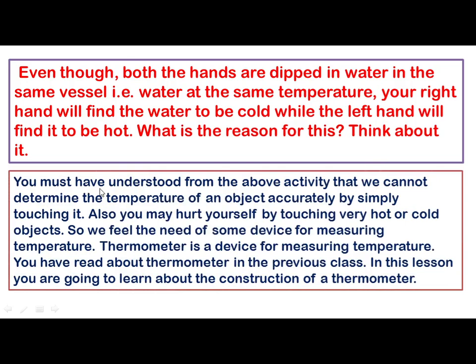You must have understood from the above activity that we cannot determine the temperature of an object accurately by simply touching it. Also, you may hurt yourself by touching very hot or cold objects. So, we feel the need of some device for measuring temperature. Thermometer is a device for measuring temperature. We have read about a thermometer in previous class. In this lesson, you are going to learn about the construction of thermometer.